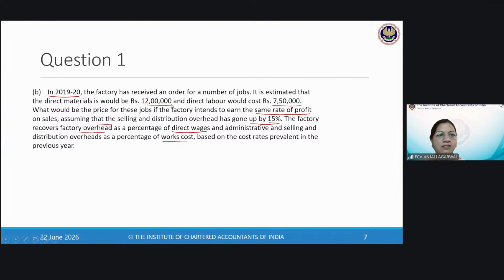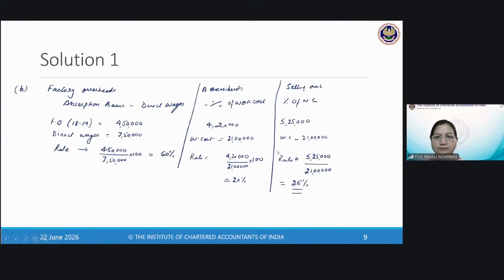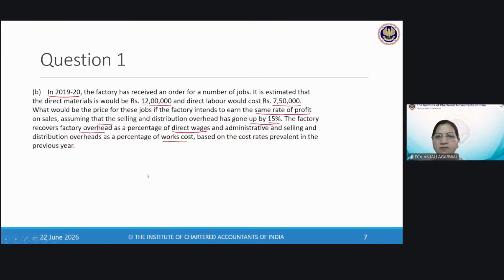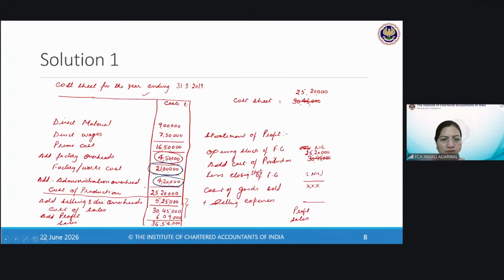Okay. So now let us create a worksheet or a cost sheet for 19-20, where the raw material cost would be 12 lakhs and the labor cost would be 7,50,000. One more thing we will have to calculate as a working note. What is the existing rate of profit? Existing profit percentage, or what was the profit percentage as a percentage of sales in the previous period? Why? Because we want to have the same rate of profit on sales as it was in the previous period. So the profit is 6,19,000, and 6,19,000 divided by 36,54,000.